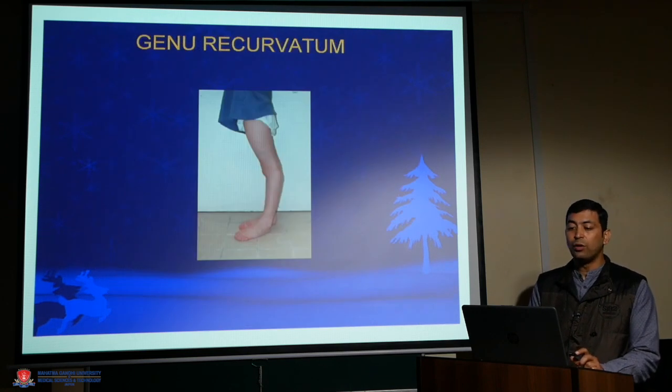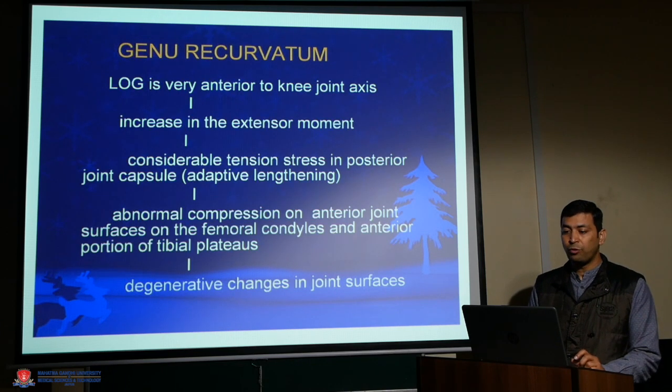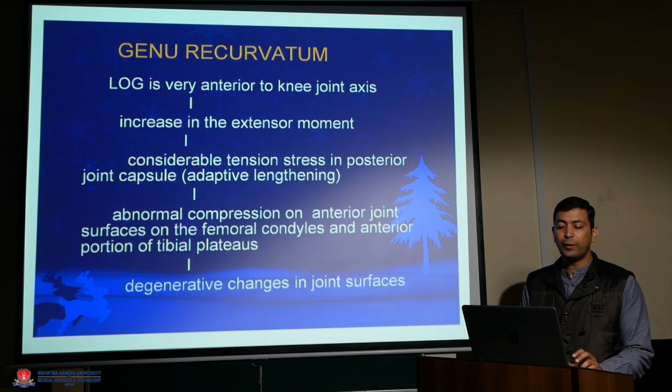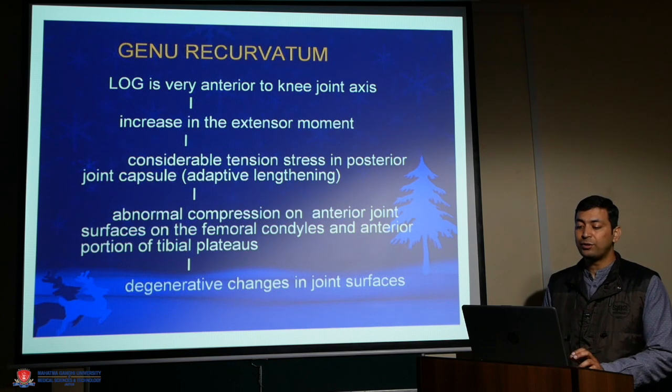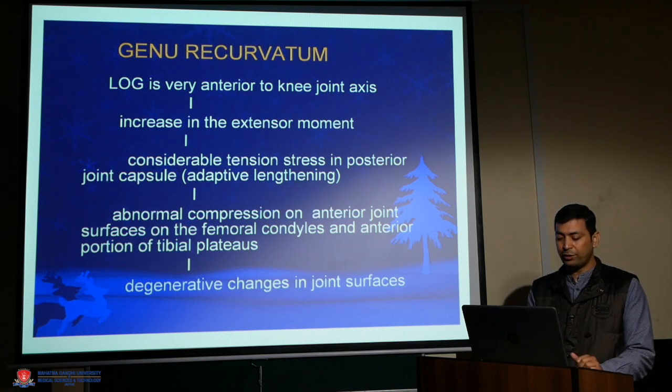You can see the genu recurvatum, hyperextension of the knee joint. In genu recurvatum, the line of gravity is very anterior to the knee joint axis, with increase in the extensor moment, considerable tension stress in the posterior joint capsule, adaptive lengthening, abnormal compression on the anterior joint surface of the femoral condyle and anterior portion of the tibial plateau, and degenerative changes in the joint surface.